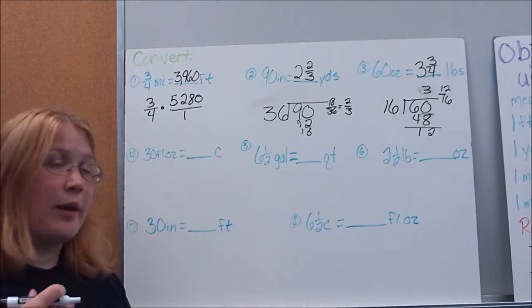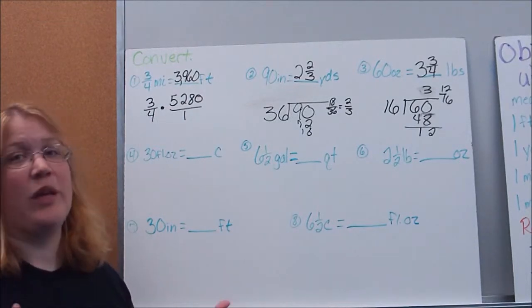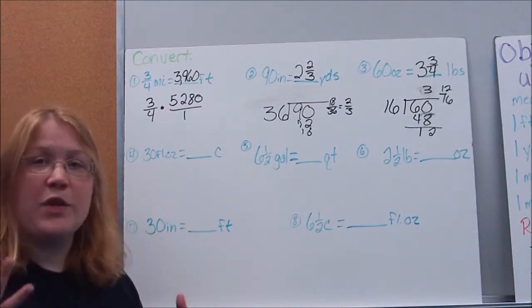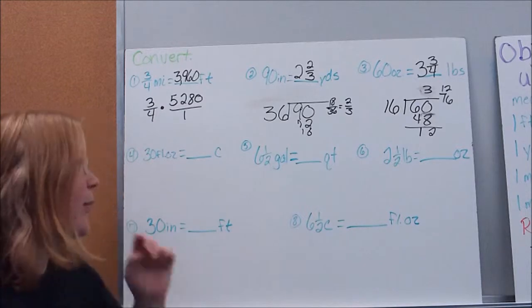All right? So really the big thing you'll notice is the question I keep asking you: which way are we going? Big to small, small to big. Then we know what operation we're doing. Then we just pull out our conversion factor and do the operation.